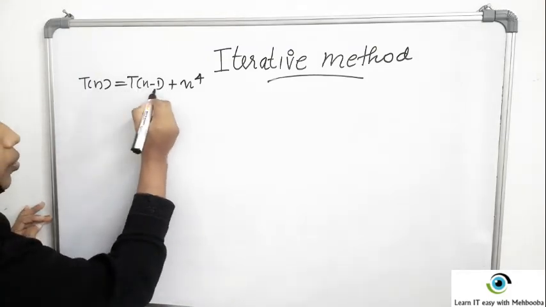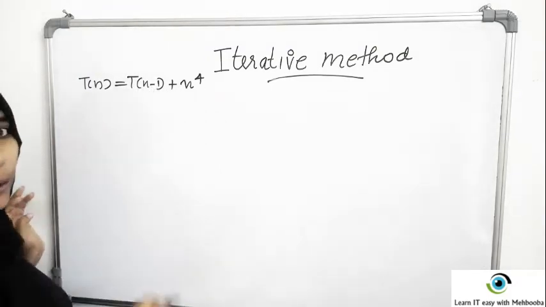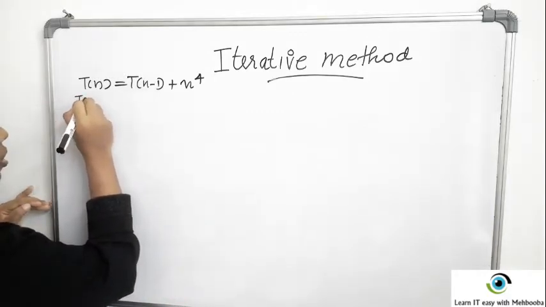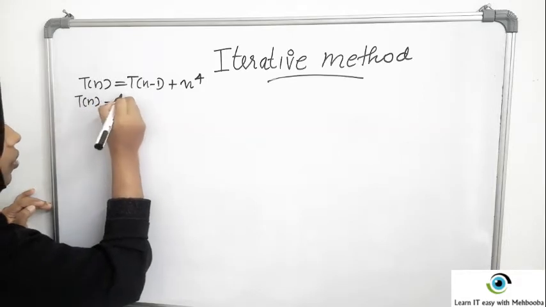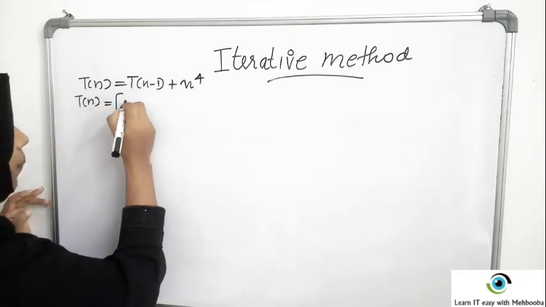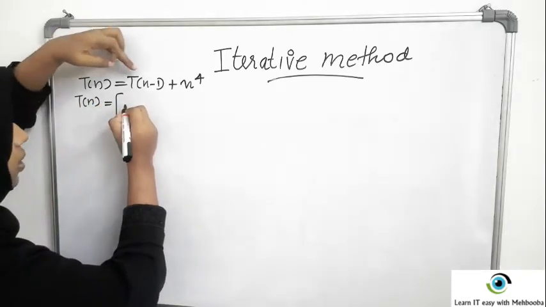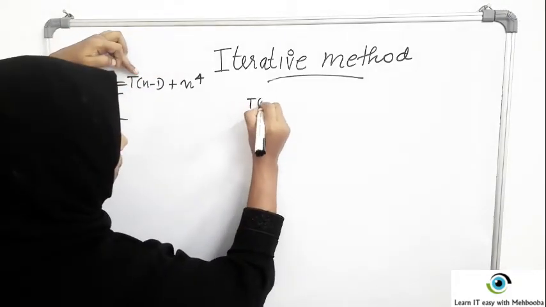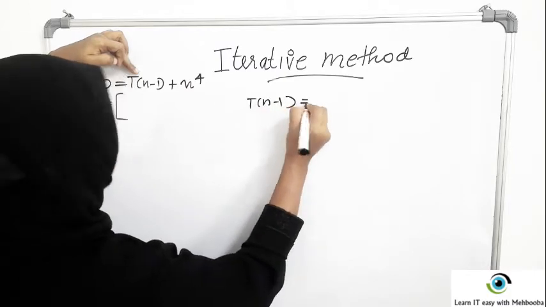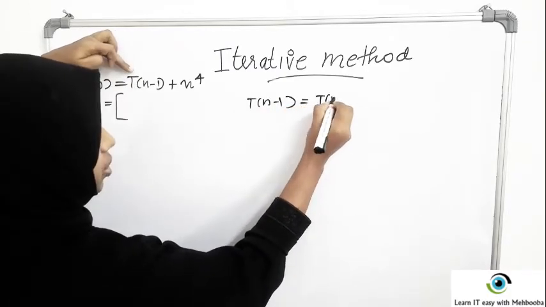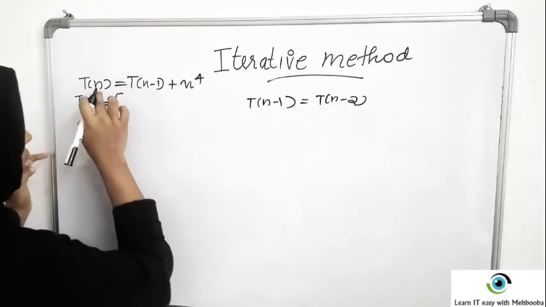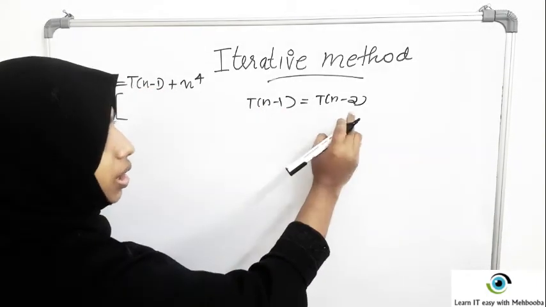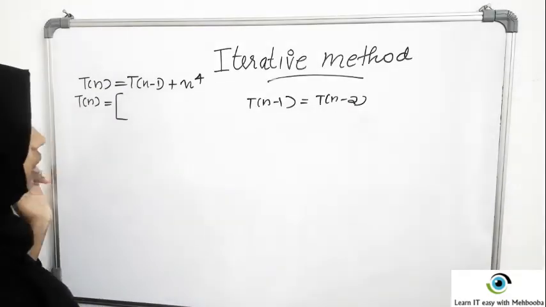So T of n is equal to T of n minus 1 plus n raised to 4. As usual, we will keep on unrolling this. So T of n is equal to, we will unroll this T of n minus 1. See, when it is T of n, it is T of n minus 1 plus n raised to 4. So T of n minus 1 will be T of n minus 2, isn't it? When it is n here, it is n minus 1 here. So if it is n minus 1 here, that will be n minus 2 here, isn't it?